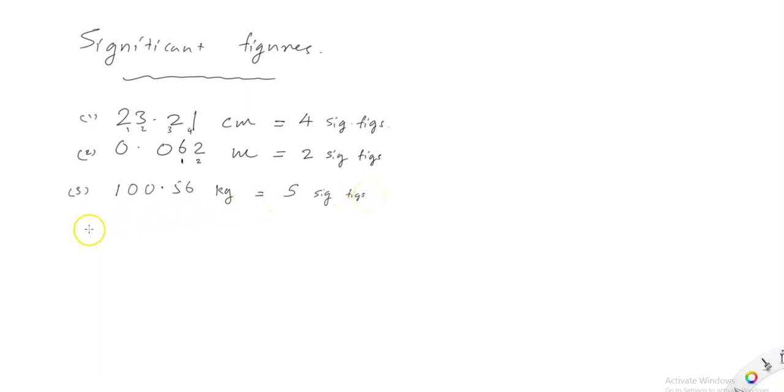So that's the rule of sig figs. When you write down an answer, it tells you how many digits, how many places you know reliably, right? So let's look at another example. How about this one?